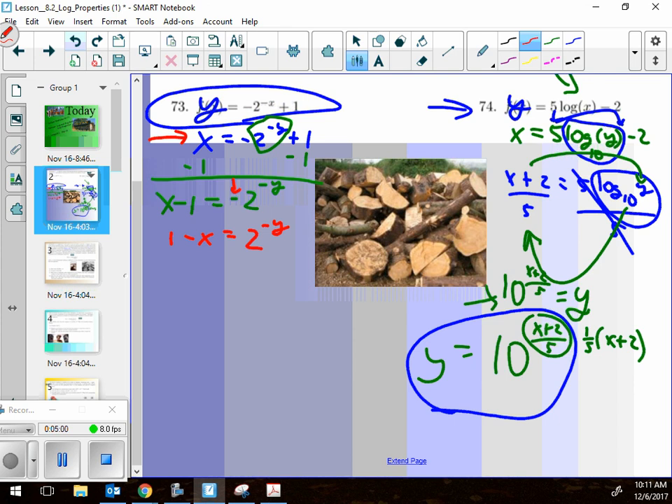Rewrite this as a log. Log, what would the base be? That's the only number around here to be the base. So base 2. Then you go over to the other side of 1 minus x, or you could think of that as negative x plus 1. Doesn't matter. And then we wrap back around and it equals negative y.